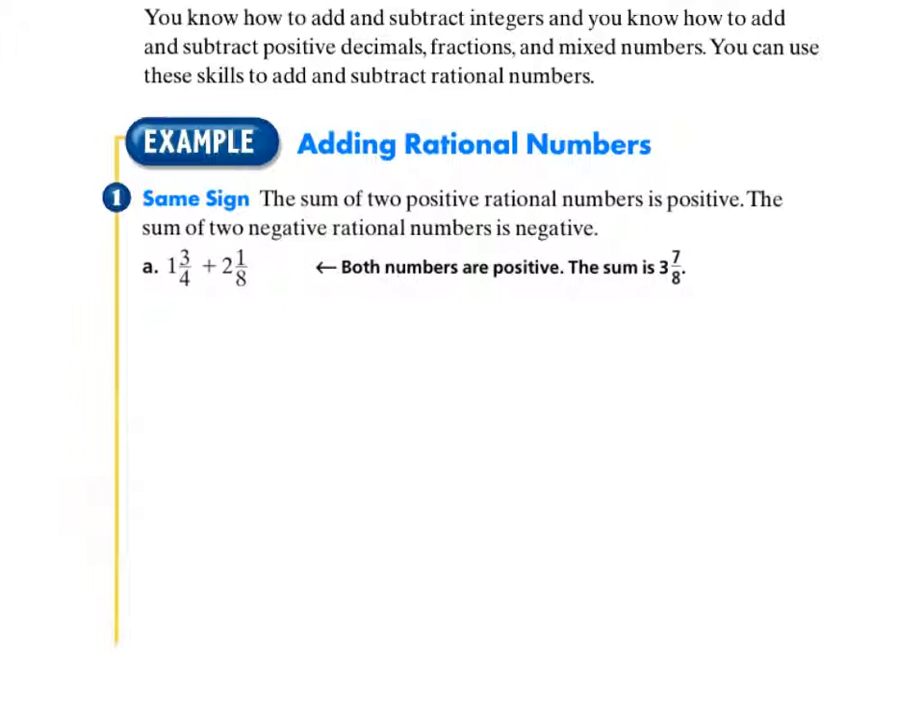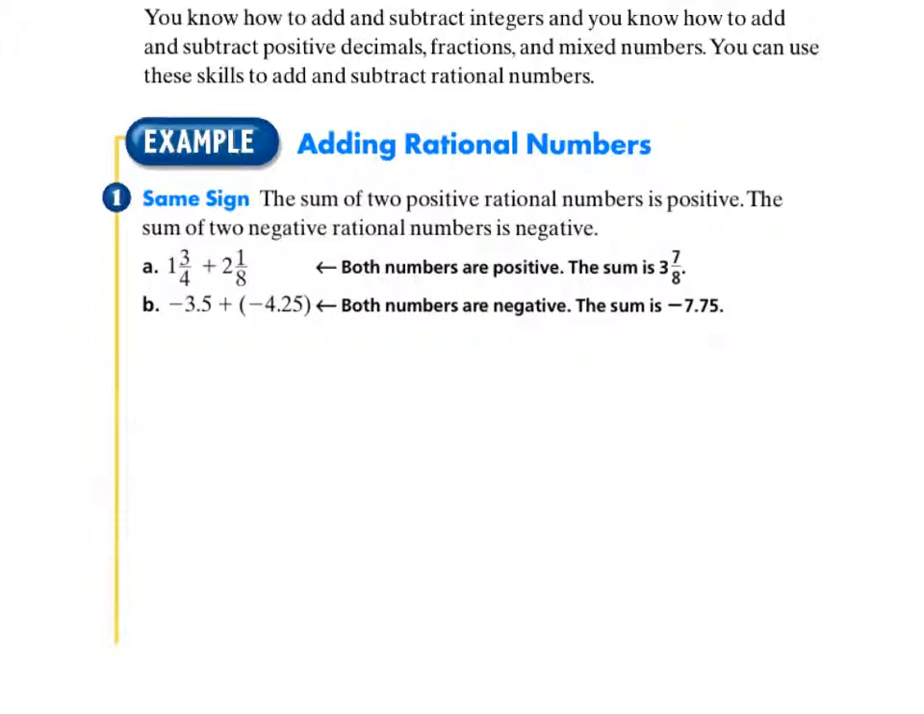So if we have positive 1 3/4 plus 2 1/8, both numbers are positive, so the sum will be positive. So 2 plus 1 is 3, then we have to find the common denominator. 4 goes to 8, 3 goes to 6, 6 plus 1 is 7, and the denominator just comes across, so 3 7/8.